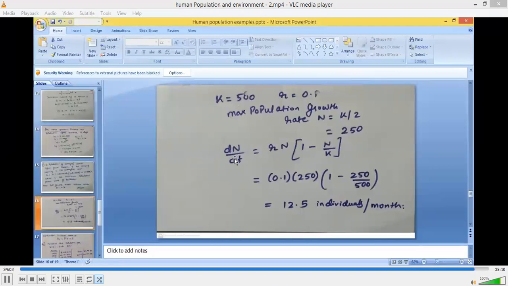So dN by dt, which we need to find out, is equal to r into N into 1 minus N by K. R is the growth rate, that is 0.1. N value is K divided by 2, and 1 minus 250 by 500. So dN by dt comes out to be 12.5 individuals per month. This type of question is rare, but since we have introduced a formula, I have added one of the questions for your reference.